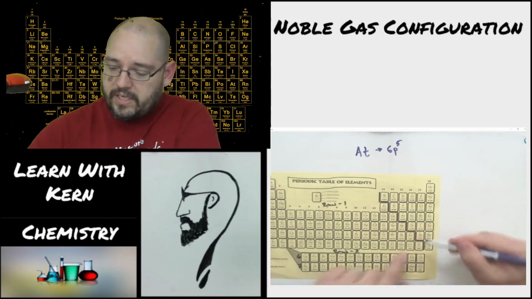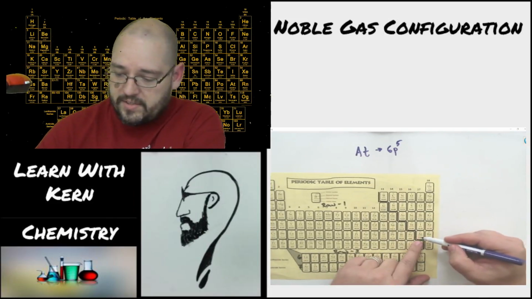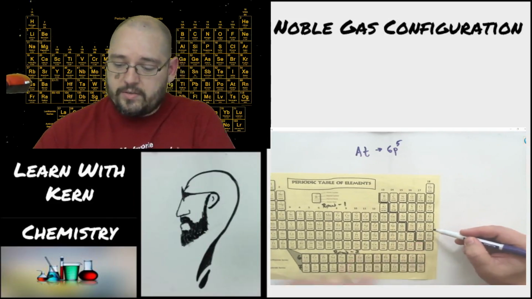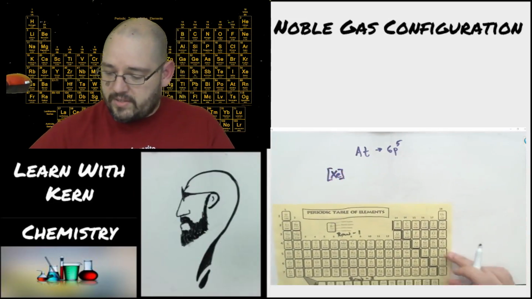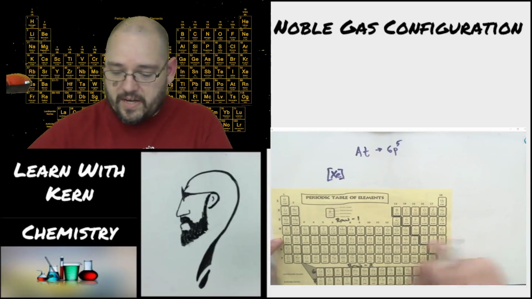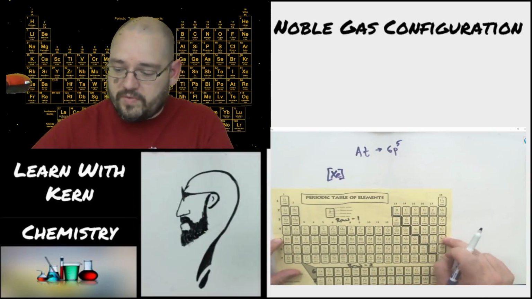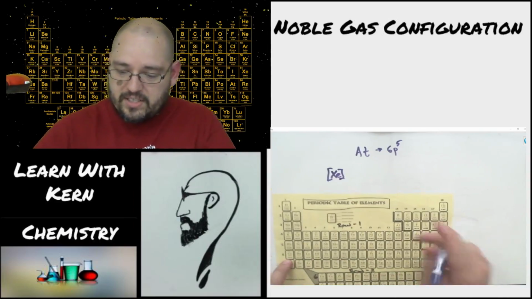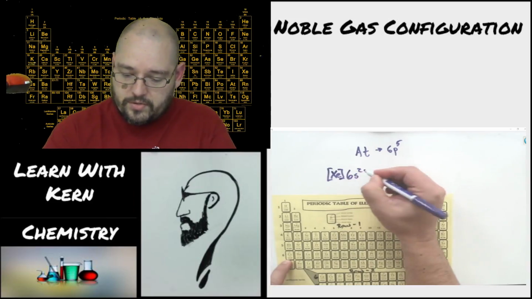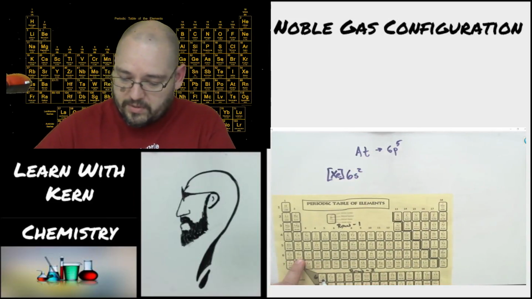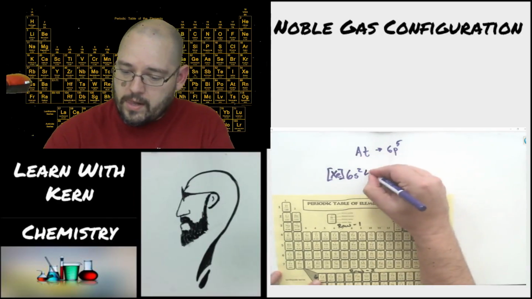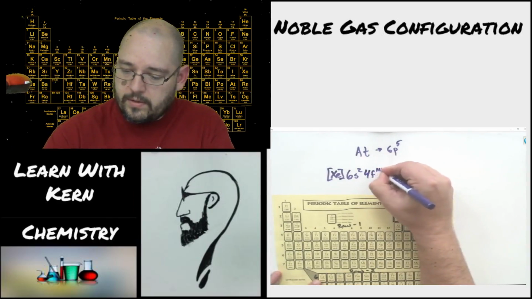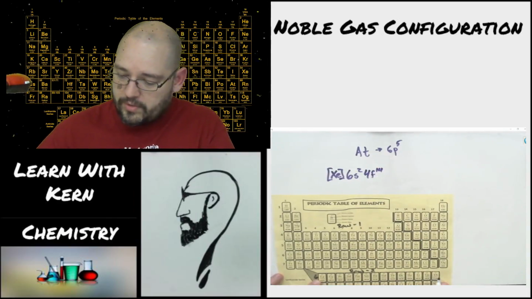Now the noble gas just before astatine, go up one row and over, is xenon. So what I'm going to do is write the symbol for xenon in brackets. Now xenon is at 5p6. It's period 5, p block, 6th element. So it's 5p6. Well, what comes after that is 6s2, and then after 6s we have to come down here to this one, which is 4f14, and so I have to go all the way through to the end of this.